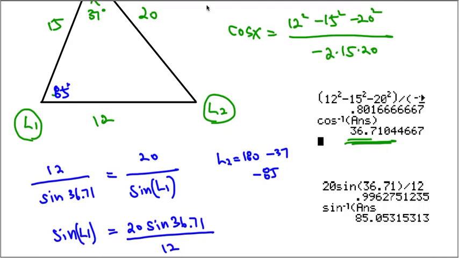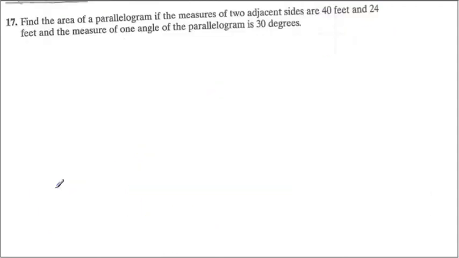So 58 becomes our measure of the angle. Alright, let us move on to the next question. Find the area of the parallelogram. Two adjacent sides are 40 and 24.